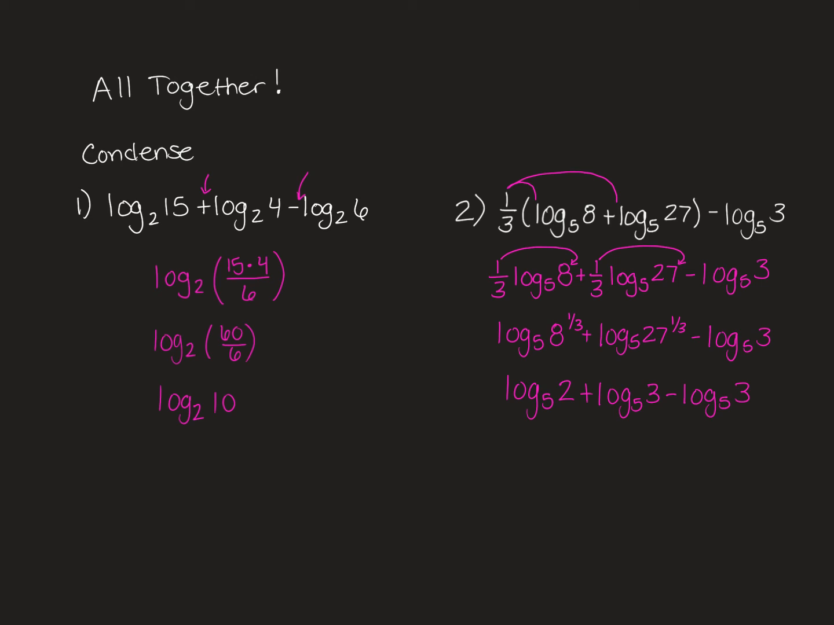Now you can do your product and quotient properties. So if you are adding right here, you are going to multiply. So we have log base 5 of 2 times 3 minus here means that you are going to divide. So divide by 3. Well, 2 times 3 is 6. 6 divided by 3 is 2. So this condenses into log base 5 of 2.